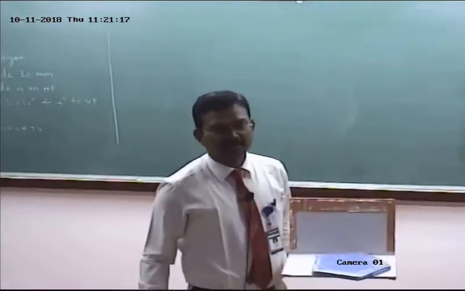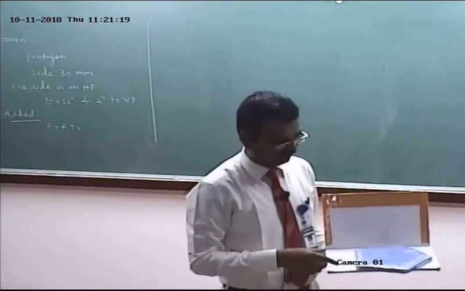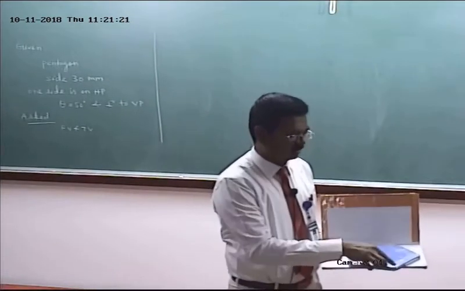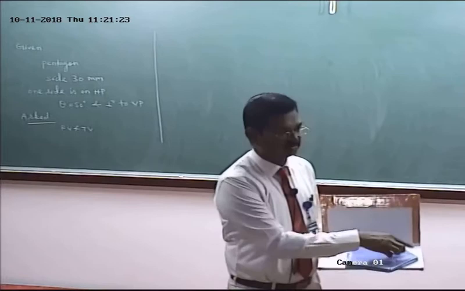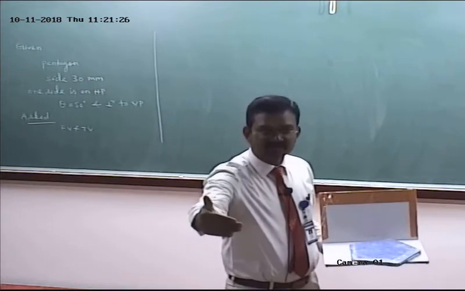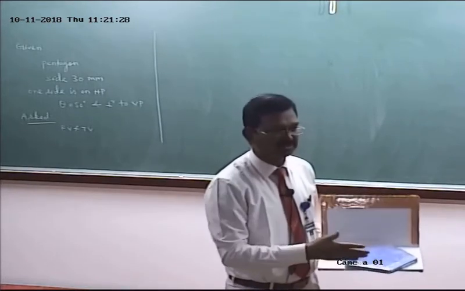Okay. To get the front view, look from the front. What about the front view? The front view is a straight line. Line 1, line 2, these two sides. The observer is far away from the object, so it is a straight line. The front view is a straight line.